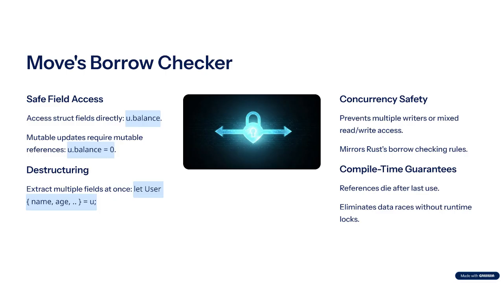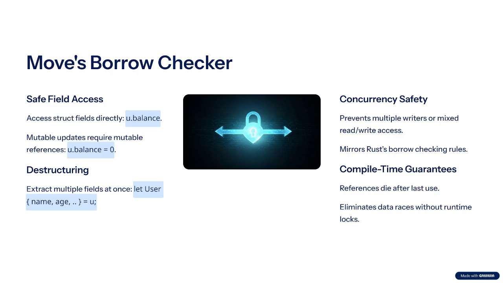Interacting with struct fields is straightforward. U.balance gives you the number. U.balance = 0 requires a mutable reference to U. Under the hood, Move's borrow checker prevents two writers, or a writer plus readers, from coexisting, echoing Rust's proven rules.